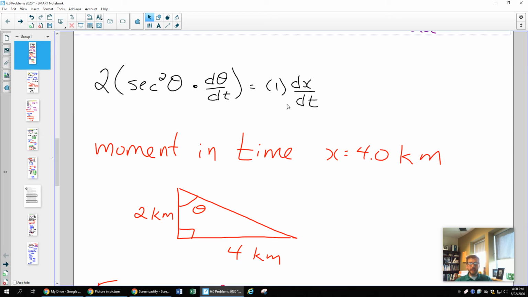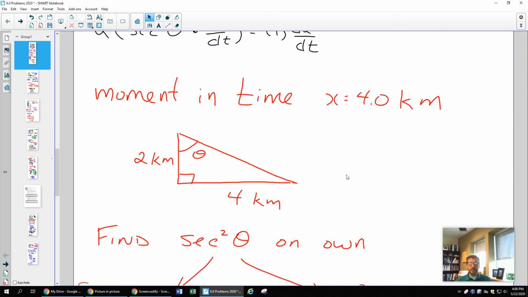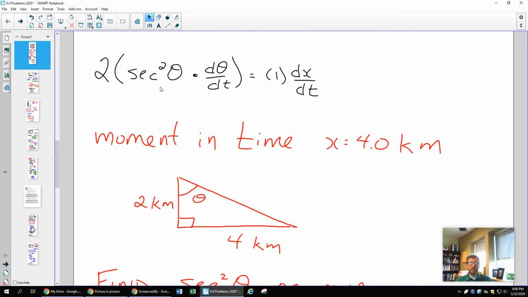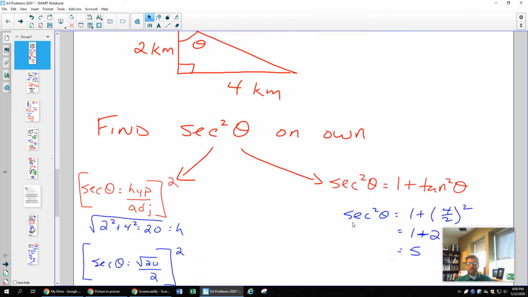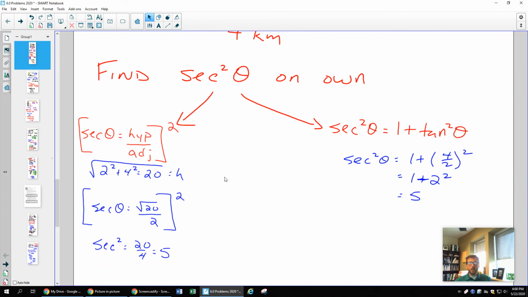We have 2 secant squared d theta dt equals dx dt. In our problem, we aren't given secant or secant squared, so we have to find secant squared on our own. There are a couple of ways of finding it. One way is to do hypotenuse over adjacent and then square that. We weren't given the hypotenuse, so for the moment in time, we found the hypotenuse. Then hypotenuse over adjacent squared is the square root of 20 squared, which is 20, over 2 squared, which is 4. So secant squared using the old-fashioned hypotenuse over adjacent is 5.